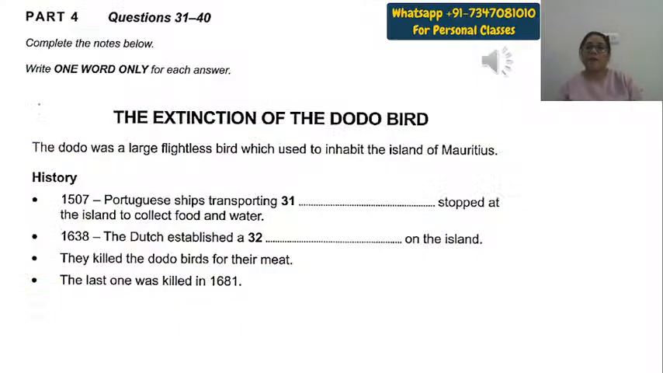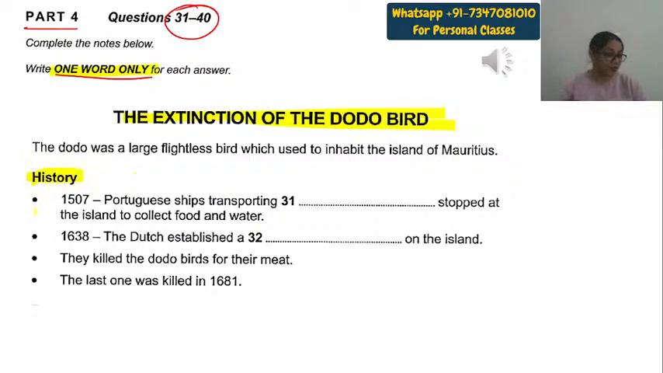So we have part 4 in front of us, questions 31 to 40. Complete the notes below. Write one word only. You have to write only one word for this, which means you cannot write more than one word. We need to highlight the keywords first. One word only, the extinction of the dodo bird. This is the topic. Let's see what questions they are asking. They're talking about the history first, right?